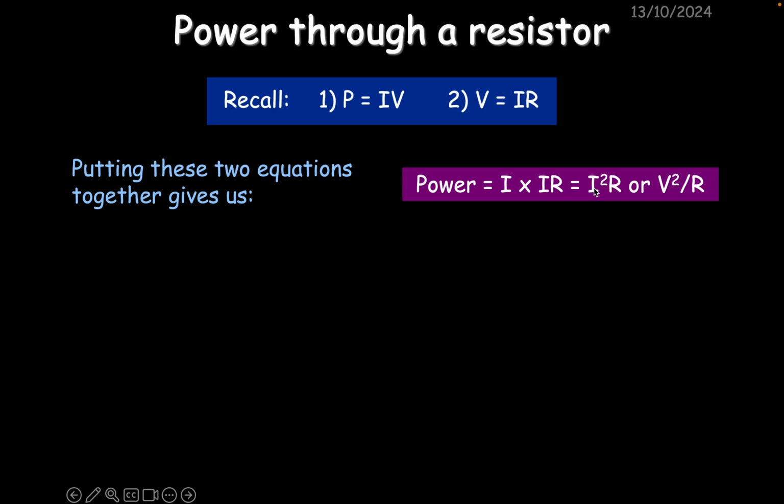You can do the same by substituting for getting rid of I here by saying I is equal to V over R. You'll then get V squared over R as a third equation for power through a resistor. So these are all useful equations for determining power depending on which data you've been given in a question, for example.